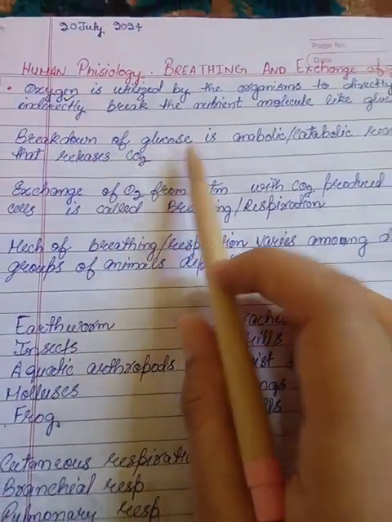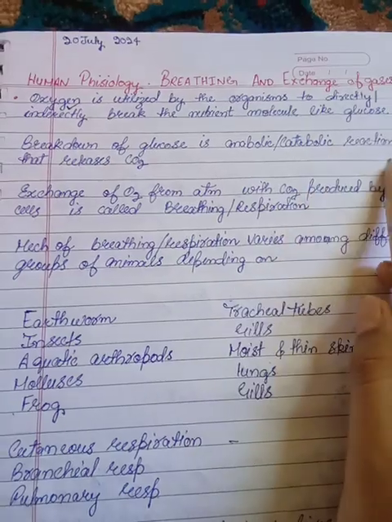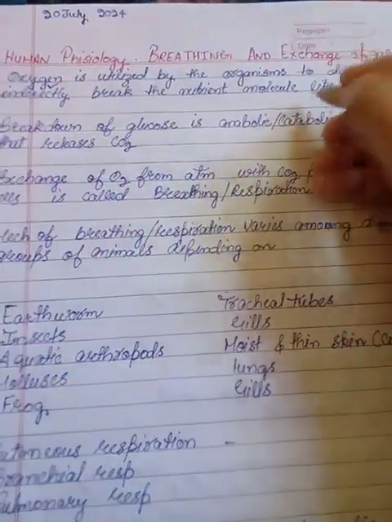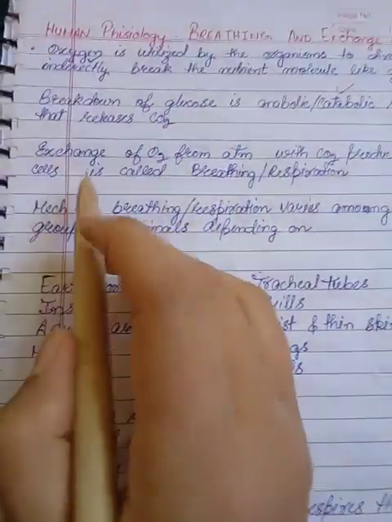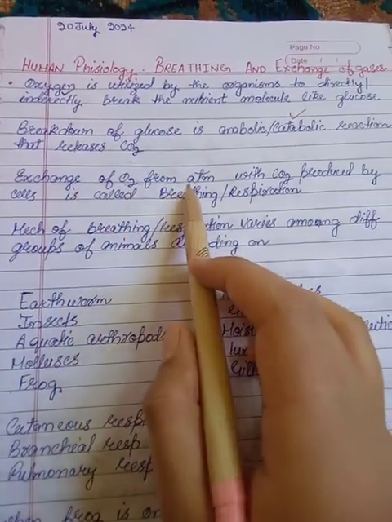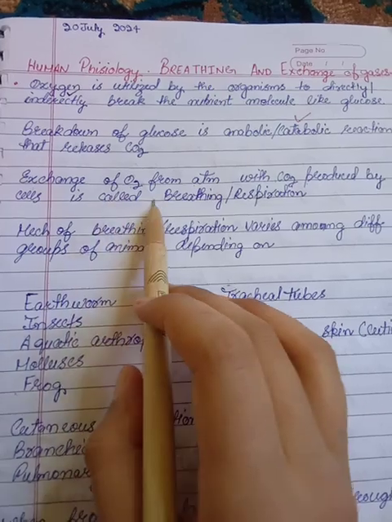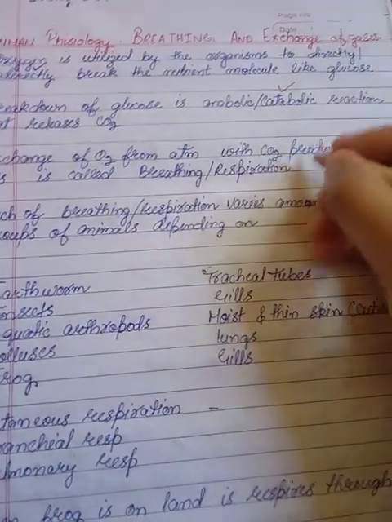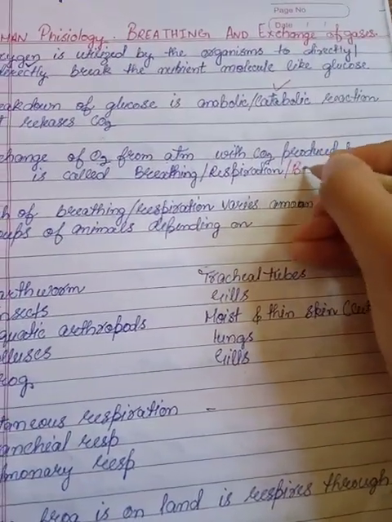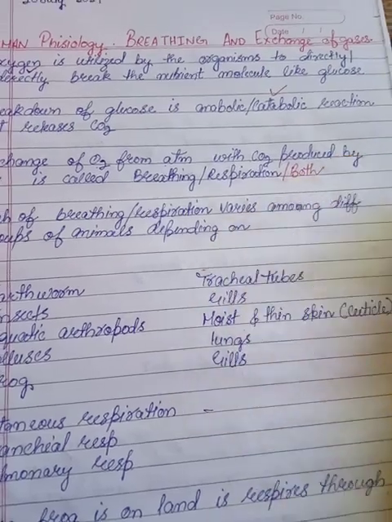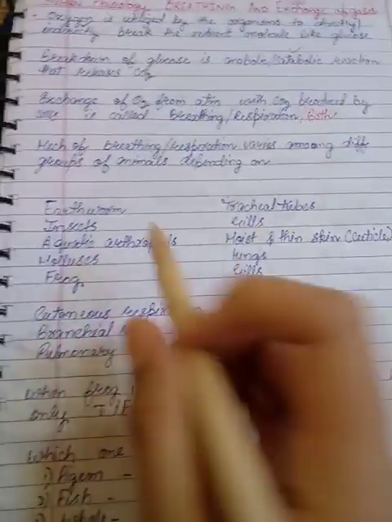Breakdown of glucose is anabolic or catabolic reaction that releases carbon dioxide. So it is a catabolic reaction. Exchange of oxygen from atmosphere with carbon dioxide produced by cells is called breathing, respiration. Well, it's called both respiration as well as breathing. It is written in NCERT.